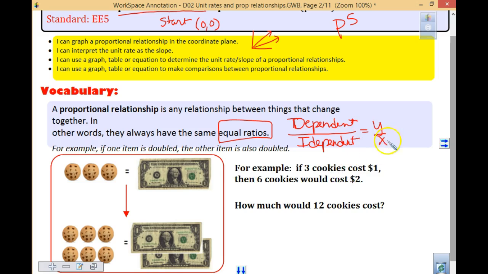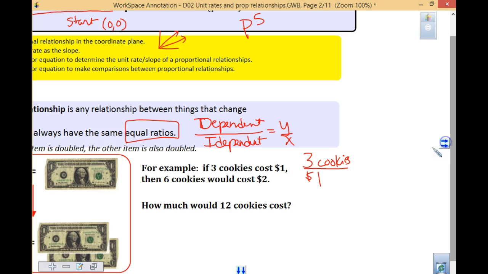It is simply a ratio of two numbers. In this situation down here, it might be 3 cookies per $1. That's one way of writing that ratio. Someone else might have written it this way. They might have written it as $2 per 6 cookies. Now, these don't simplify to the same things, but this one does simplify to $1 per 3 cookies. So it kind of depends on how you're trying to write it.